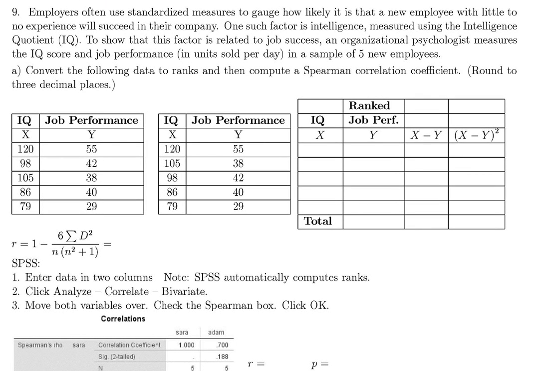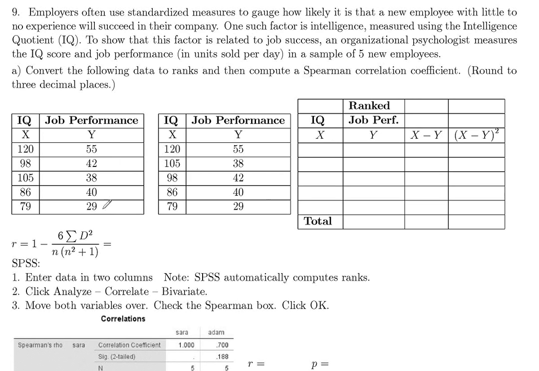We're working on Web Assigned Homework 7 and problem number 9. We're looking at a standardized measure that employers would use to gauge how likely new employees with no experience would succeed. One factor might be intelligence, and we can measure that by an IQ score. To see if that factor is related to job success, an organizational psychologist measures IQ score and job performance in units sold per day for a sample of 5 employees.